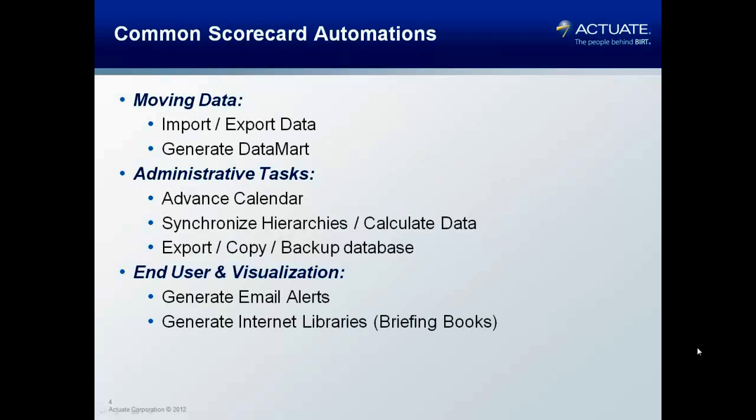Here are just a few examples of some of the automations that can be programmed at the scorecard layer. They might be importing or exporting data, generating a data mart for reporting purposes, or they might be administrative, like moving the calendar, synchronizing hierarchies and data, or copying and backing up your database. Finally, we might use this to generate email alerts and internet libraries for consumption on the web. There are many more options, so please contact your Actuate representative to find out more.